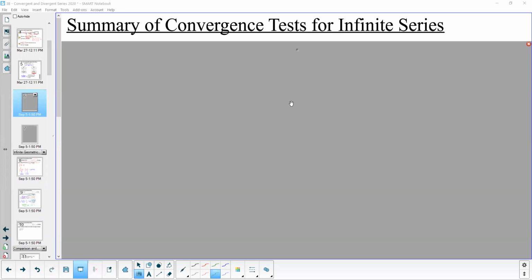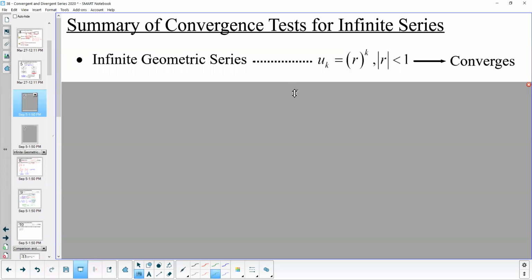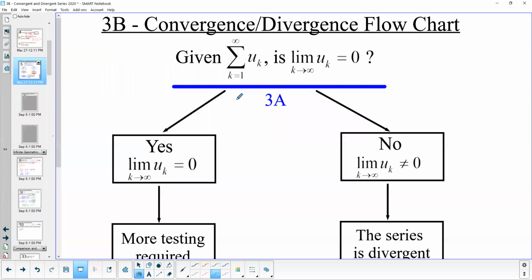So working our way down the convergence test, our first test was to see if you could identify the series as geometric. And so if we're looking at our flow chart up here, we're trying to determine, is our series geometric? If so, then we can look at the r value and determine, is that r value between -1 and 1? If the answer is yes, then your series converges. If it's not, then you know your series diverges.